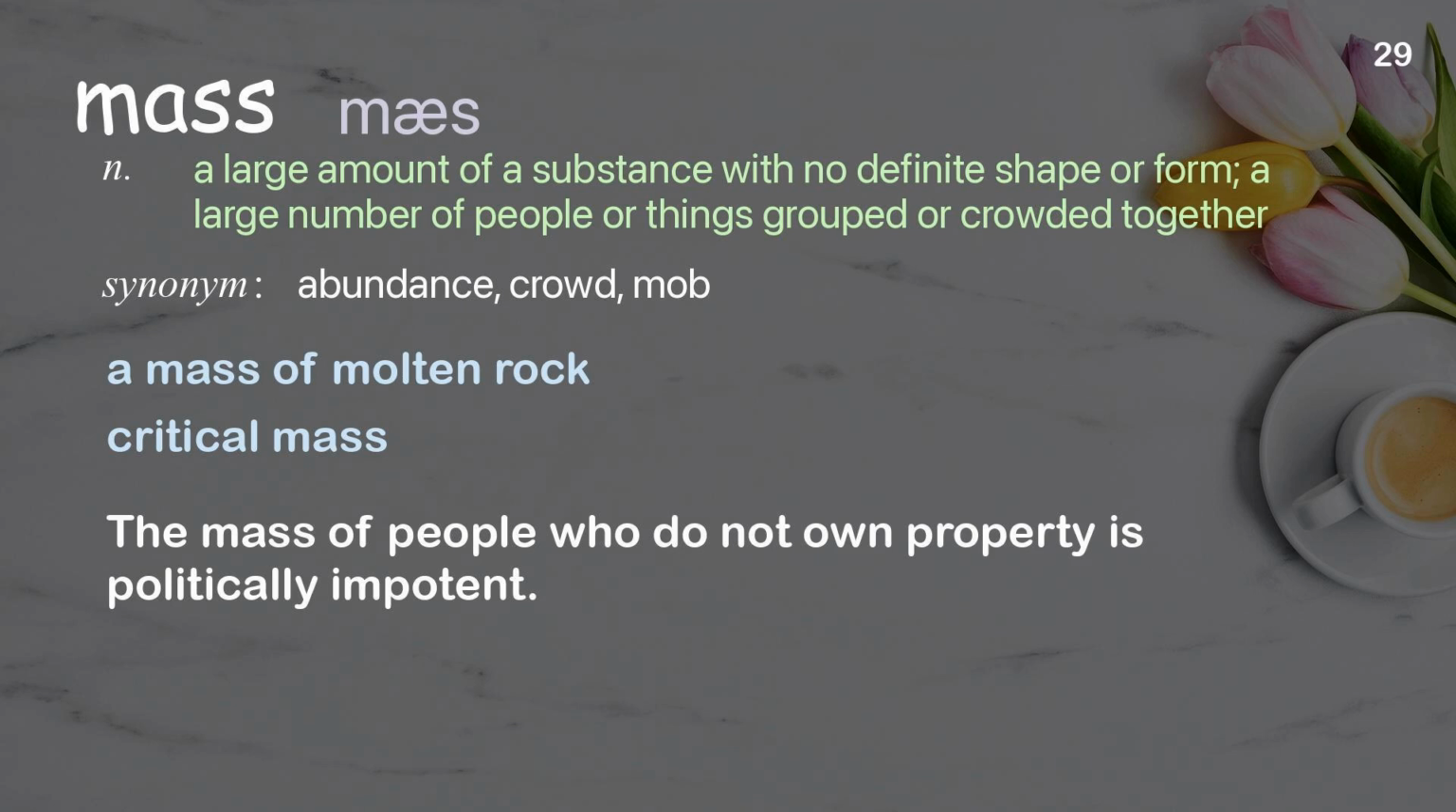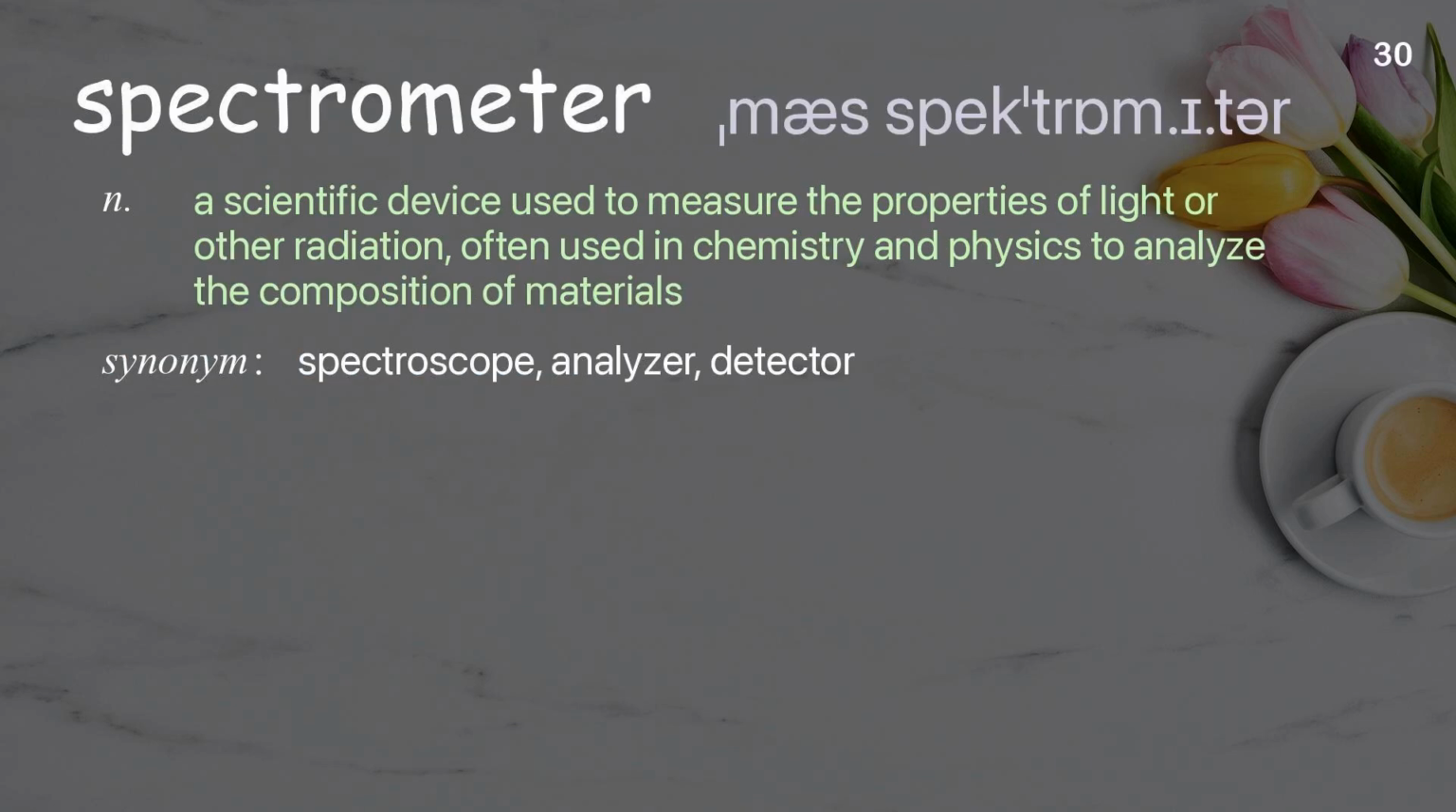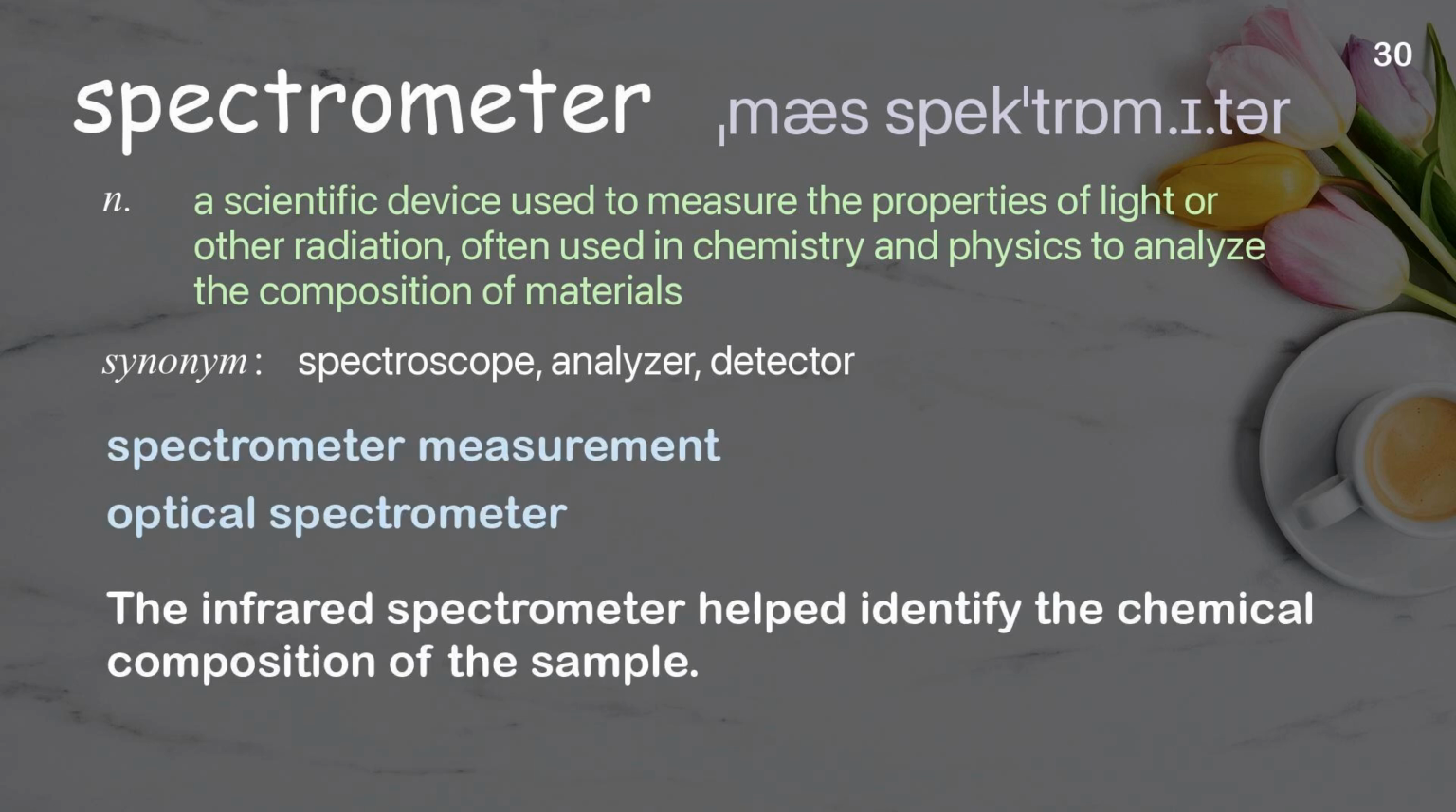Spectrometer: a scientific device used to measure the properties of light or other radiation, often used in chemistry and physics to analyze the composition of materials. Examples: Spectrometer measurement, optical spectrometer. The infrared spectrometer helped identify the chemical composition of the sample.